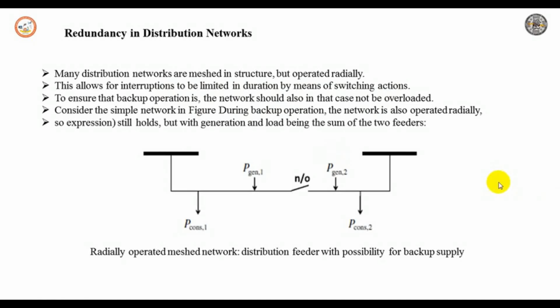Redundancy in distribution network. Many distribution networks are meshed in structure, but they operate in radial form. This allows interruptions to be limited in duration by means of switching action. To ensure that backup operation is possible, the network should also not be overloaded. Consider an example shown in the figure below.